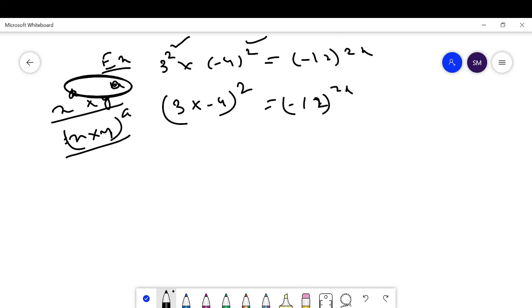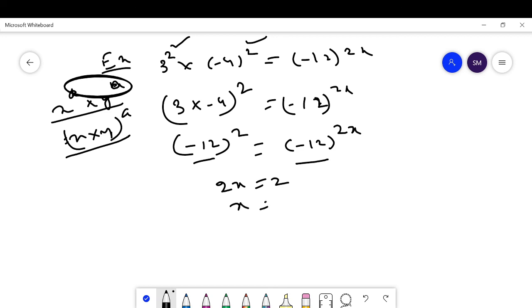Here 3 into minus 4, this is minus 12 to the power 2. In RHS, this is minus 12 to the power 2x. Here the bases are same. Equating the exponents, we get 2x equal to 2, x equal to 1. Okay. In the same way, you can solve the problems of exponents. It may be find the value of x or any simplify.